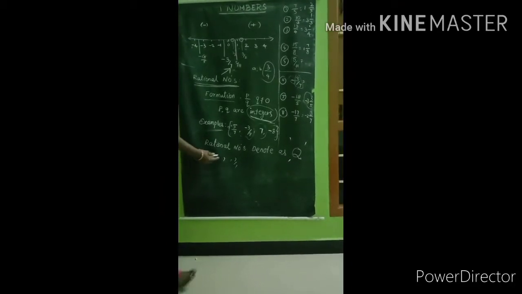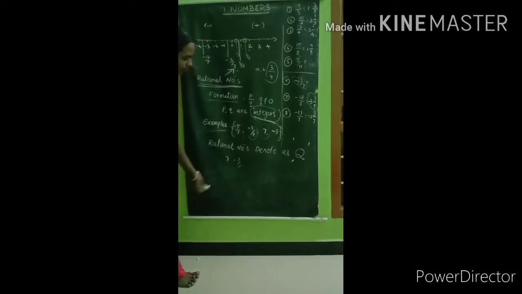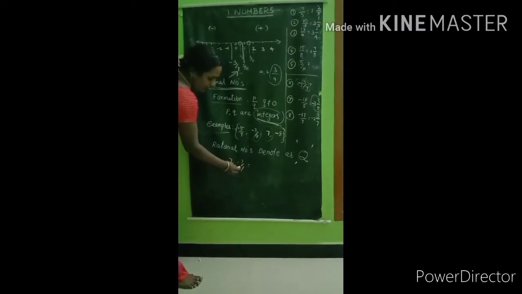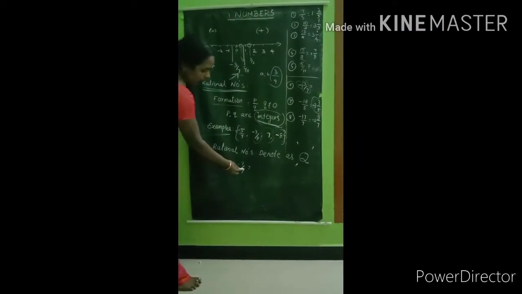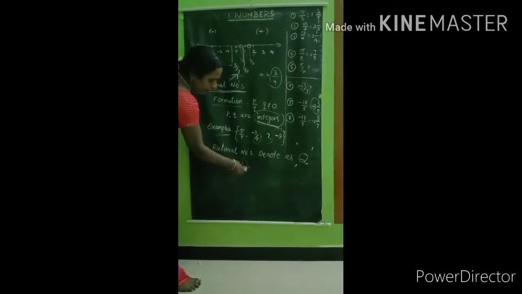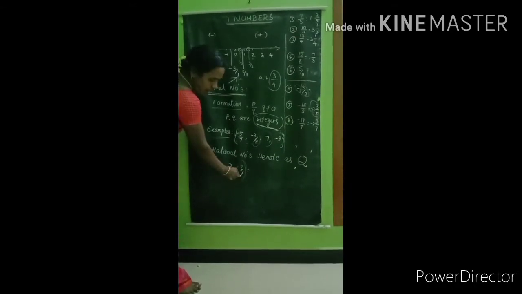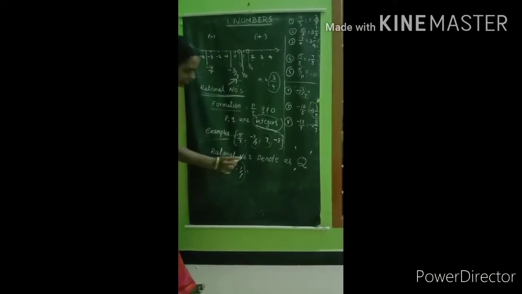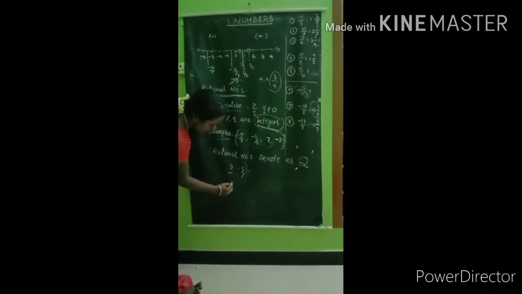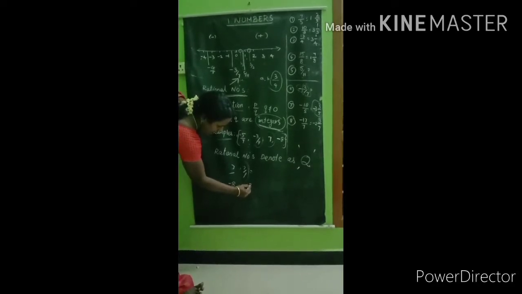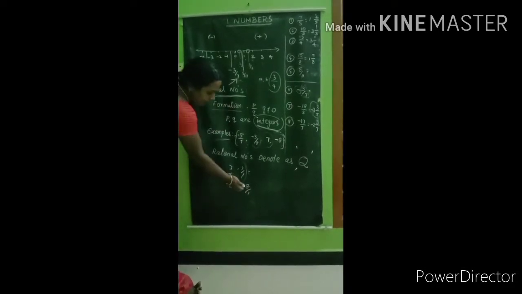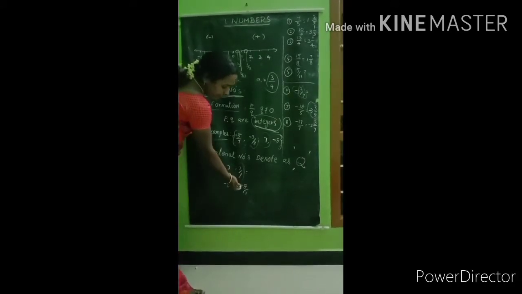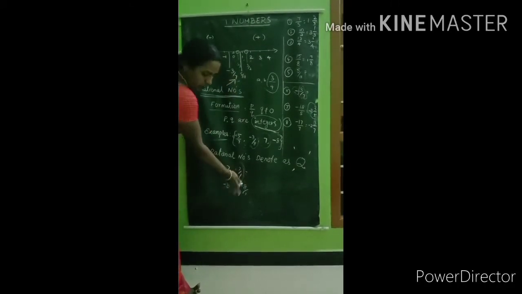Suppose we write 7 with denominator 1. The value of 7 by 1 is also 7. So now 7 is in the p by q form, and q is not equal to 0. So this number is also a rational number. Same as minus 8, write it as minus 8 by 1. That time also the value is minus 8 only. The formation is p by q, q is not equal to 0.